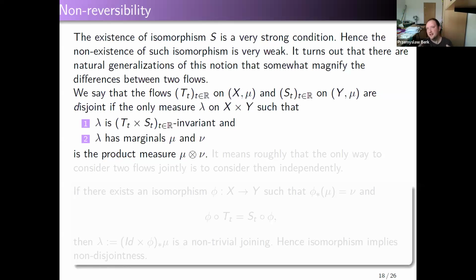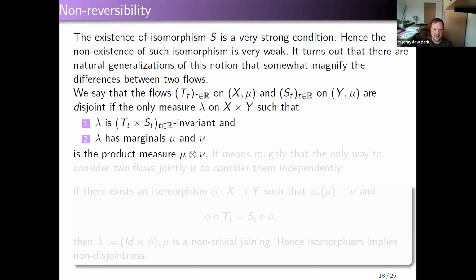So in our case, in Lebesgue measure on each of the coordinates, it has to be a product measure. In some sense, if you are not familiar with the definition, it means that if you want to consider those flows together, then the only option to consider them at once is to consider them independently. You cannot find any common part in those two flows. You don't get any simplification by considering those two flows together. You are not doubling information in some sense.